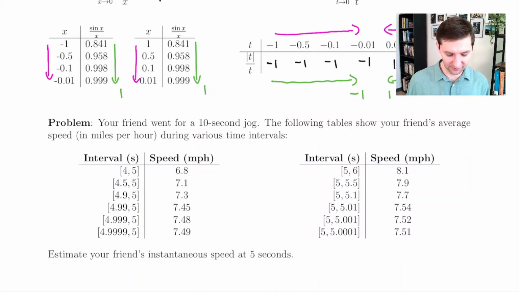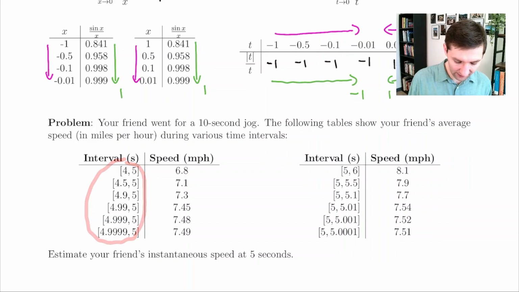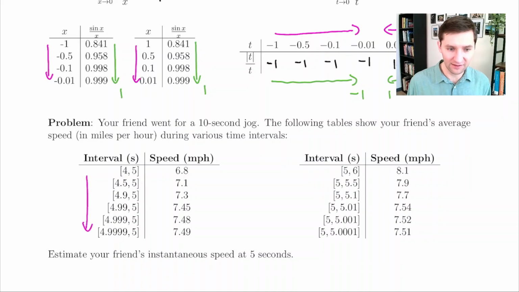Let's take a look at the first table. I look at the first column and I see that these intervals get shorter and shorter. As these intervals get shorter and shorter and they're closer and closer to an instantaneous moment at the 5th second, the outputs of this function get closer and closer to the number 7.5.